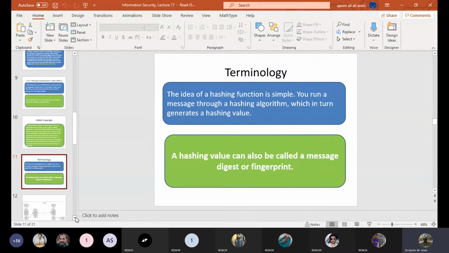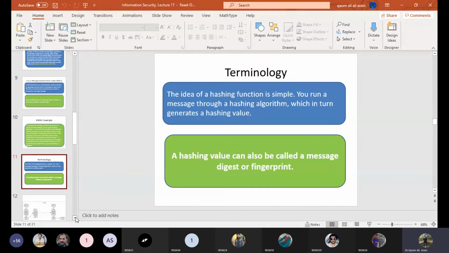So terminology, the idea of a hashing function is very simple. You run a message through a hashing algorithm, which in turn generates a hashing value. A hashing value can also be called a message digest or a fingerprint. Okay, you must be clear regarding certain terminologies that we already have discussed regarding security, right? Now, in this particular term, I mean message integrity, if somebody is going to say that some message and the secret key is passing through a hashing algorithm and the resulting value that is being generated, that would be a converted value. Now that converted value is called your hashing value. You may call it a message digest or a fingerprint.